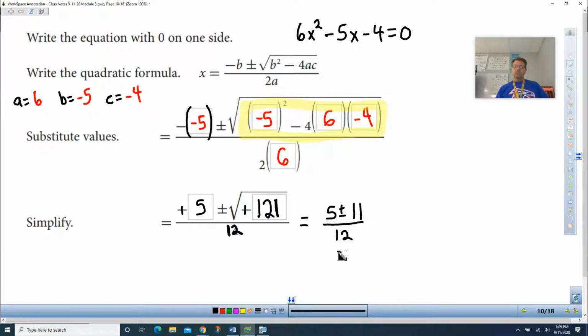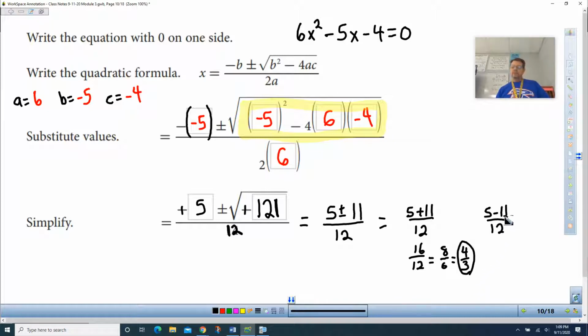Okay, so what does this actually mean? This means 5 plus 11 over 12, right? And it means 5 minus 11 over 12. So 5 plus 11 over 12, that's going to equal 16 over 12, also known as 8 over 6, which is 4 over 3. Okay, so finally got it all the way down.